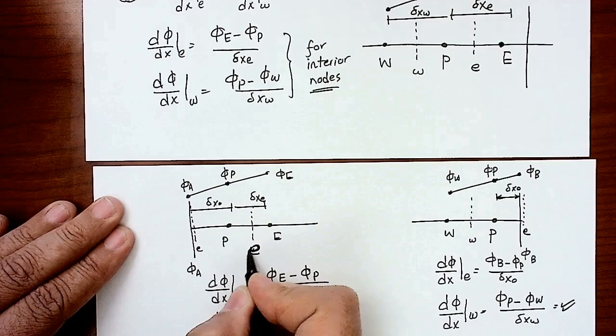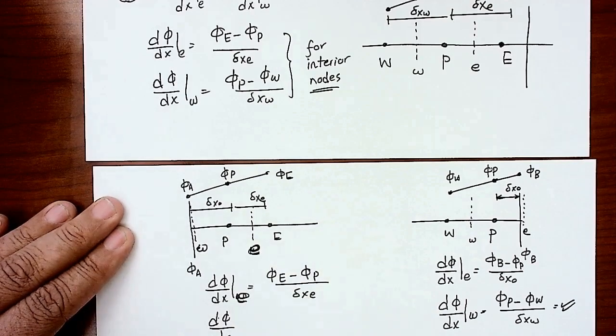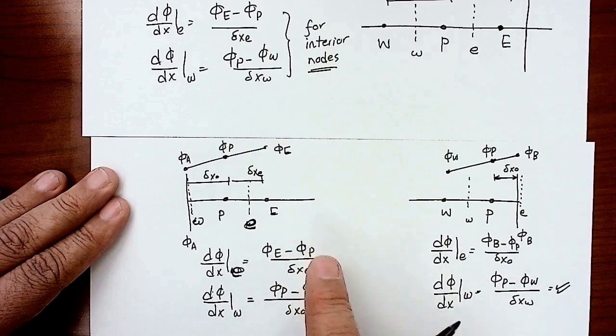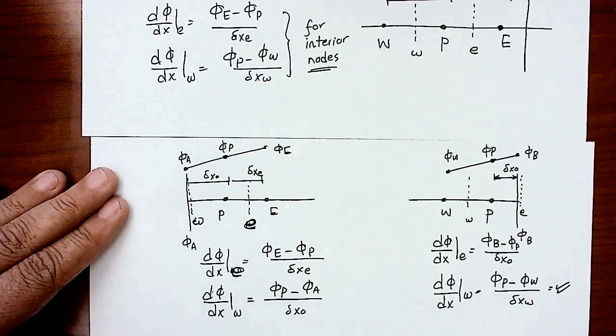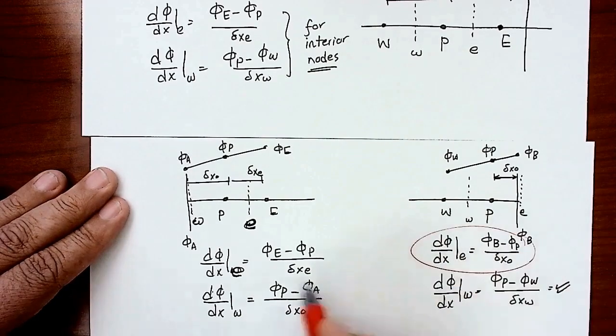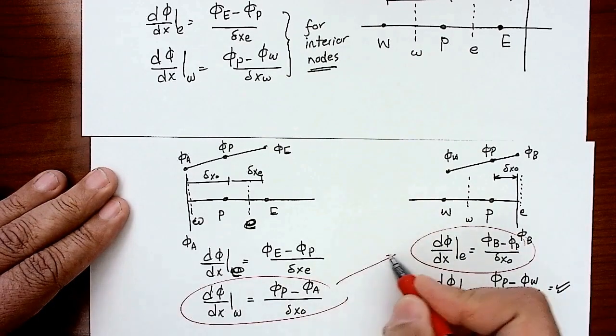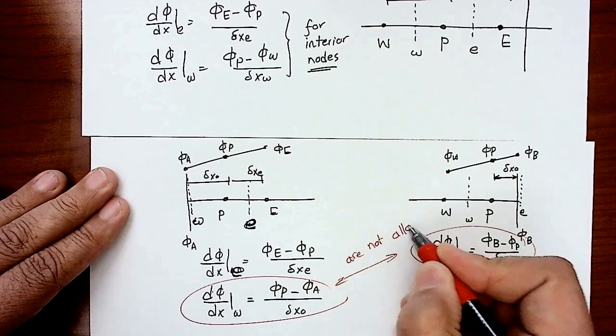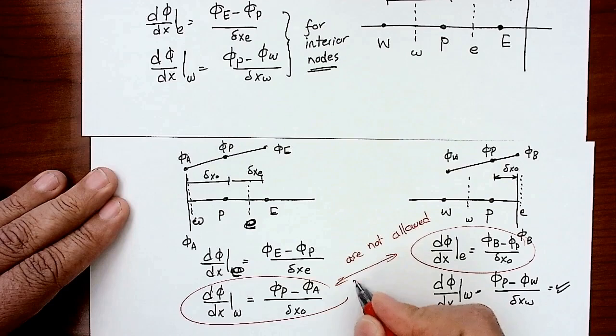I think I'm a little bit tired here. So that's east and that's west. So d phi by dx on the west face will be simply phi P minus phi a divided by delta x naught. If the distance that you are using to calculate the diffusion approximation is not equal to delta x east or delta x west, the QUICK scheme does not allow for that, which means that this approximation and this approximation are not allowed in the QUICK scheme.